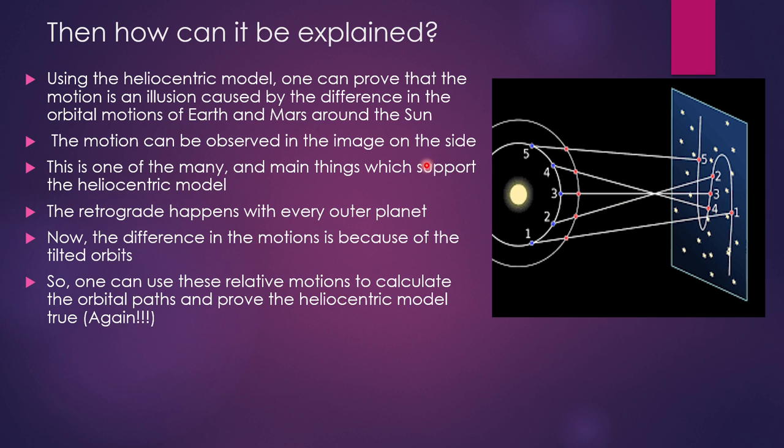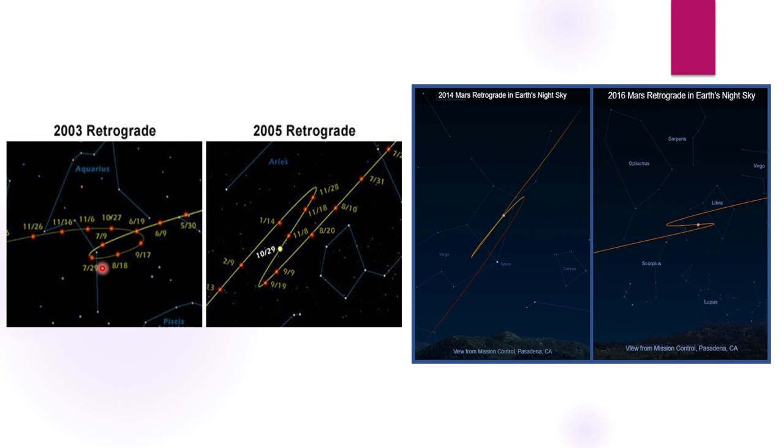Now, it happens with every outer planet, and it is one of the many main things which support the heliocentric model. Now, one might ask where the difference in the retrogrades comes from. This difference can be explained with the tilts of the orbits on which the planets are orbiting the sun.